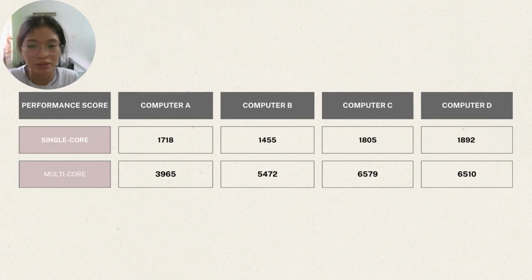And each of the motherboards can affect the compatibility and upgradability of the system. This is the performance score for the single core and multi-core, and the result we get from Geekbench. We can observe that computer C and computer D have the highest and better performance for the single core and multi-core, while computer A has a better performance for the single core, while computer B has the better performance for the multi-core.